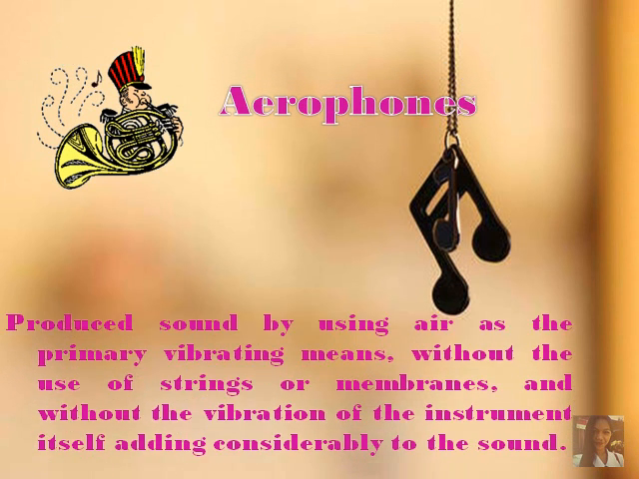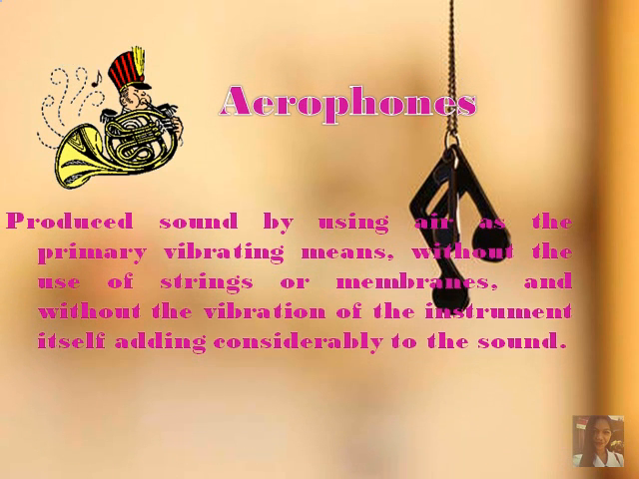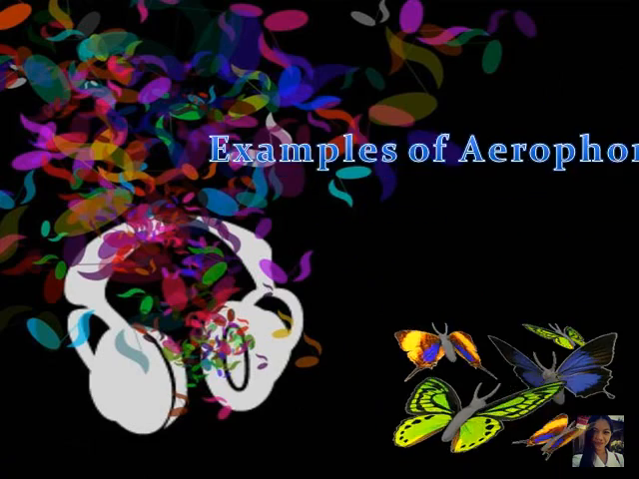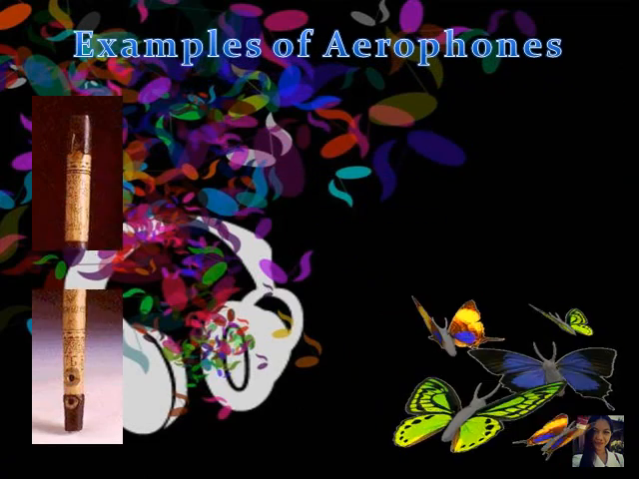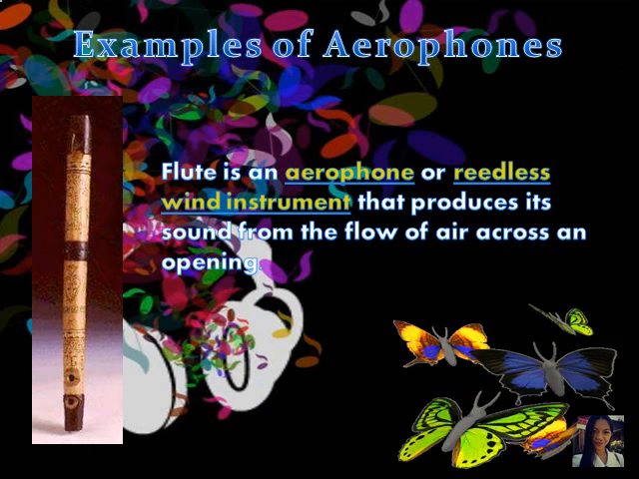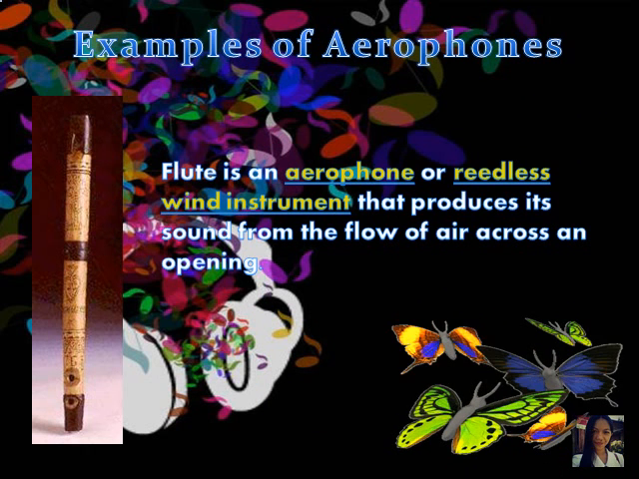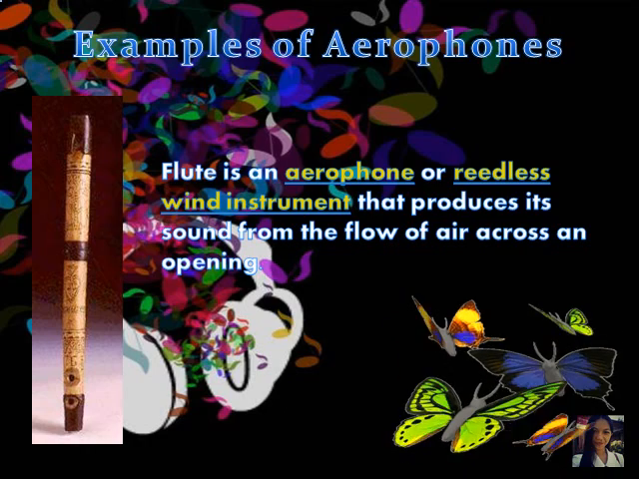Aerophones. Aerophones produce sound by using air as the primary vibrating means, without the use of strings or membranes, and without the vibration of the instrument itself adding considerably to the sound. Examples of aerophones. Flute is an aerophone or reedless wind instrument that produces its sound from the flow of air across the flute.